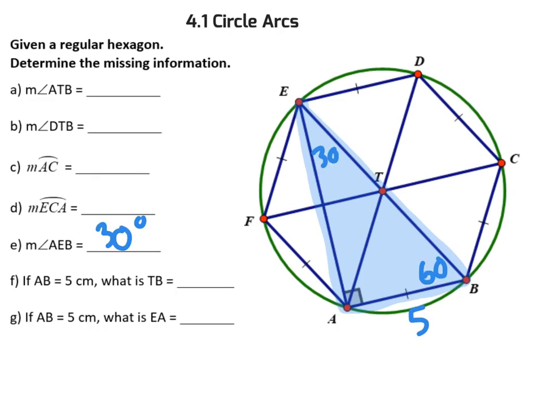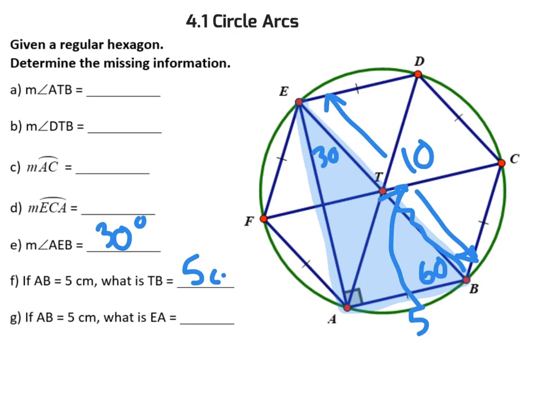Now the rest of the business is going to be review of our 30, 60, 90. AB is a 5. So what that means is this guy over here is 10. Now that 10 is the entire hypotenuse. They would like just TB, which would be half of that. So it would also be 5. And they want EA. EA would be over here, which is the long leg of that 30, 60, 90. And so it is 5 square root of 3. A little switch up there, but kind of some fun review. Good luck with these guys.